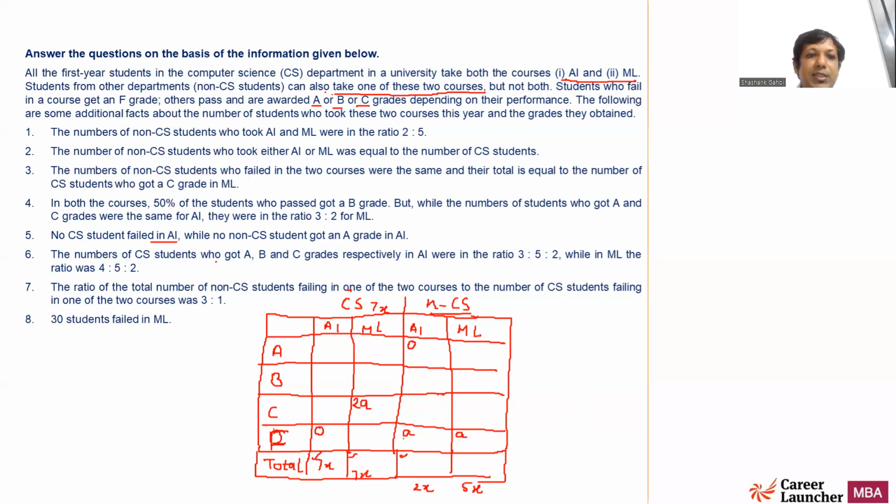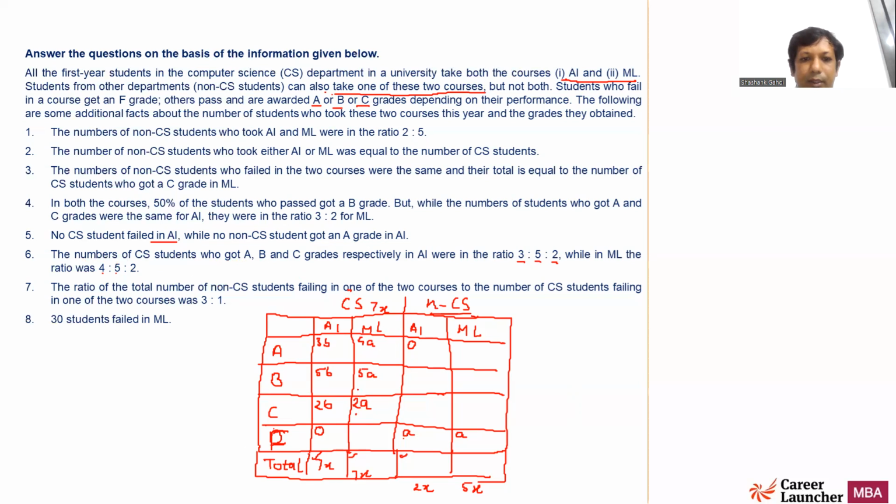The number of CS students who got A, B, and C respectively in AI were in the ratio of 3, 5, and 2. Okay, so this value is 3B. This value is 5B. This value is 2B. And in ML, the ratio was 4:5:2. So basically, if this is 2A, then this is supposed to be 4A and this is supposed to be 5A.